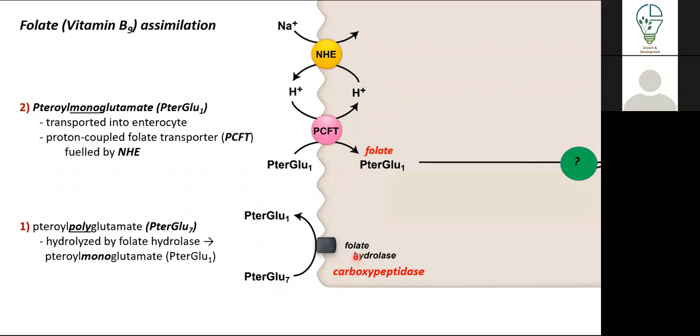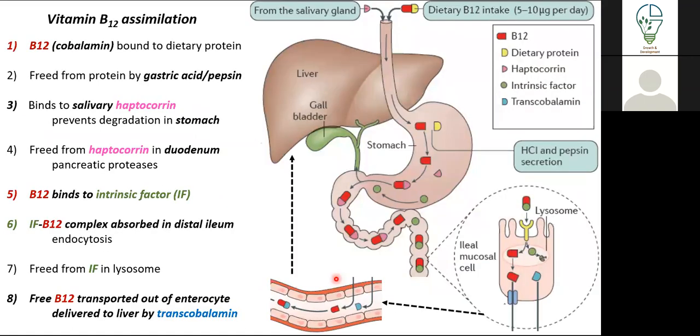And through this folate hydrolase on the brush border of the proximal small bowel. So the proximal small bowel is the one that will be degrading and absorbing folate. Only the proximal. One thing I really need to note here is that the absorption of B12 can only happen in the terminal ileum.